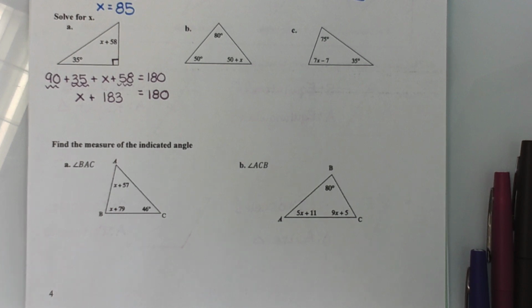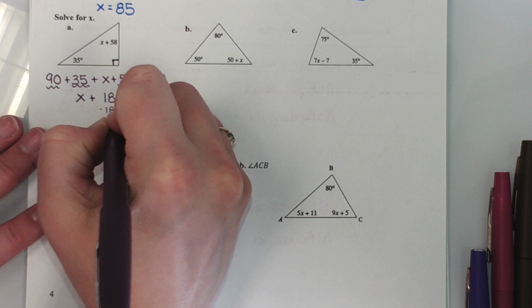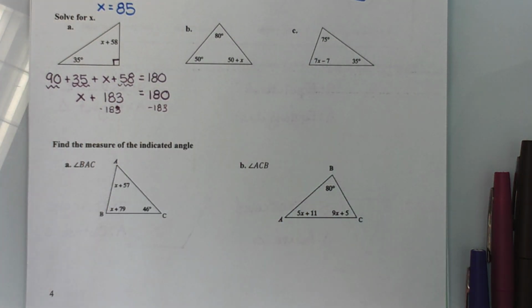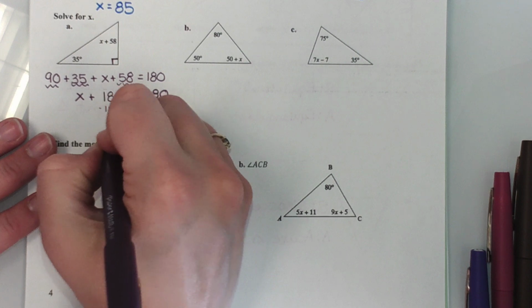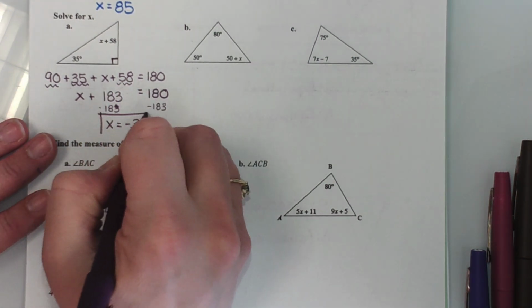Avery, now what am I gonna do? Probably subtract. Subtract what? Probably 183. That's -3. X equals -3. Is that what the question asked for this time? Yes.